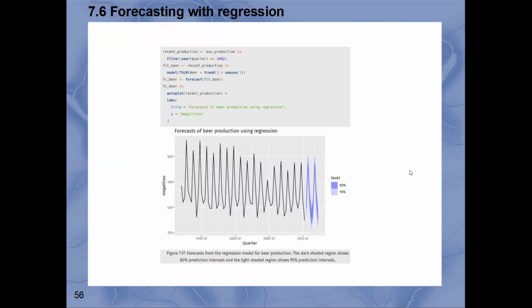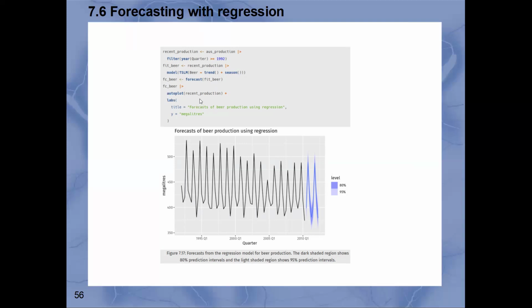So for example, let's go ahead and look at forecasting with regression. What we have are megaliters of beer versus quarter. We're going to look through the beer production, and we're going to use quarters that are greater than 1992. Then we'll fit the beer data, right? So we're going to model using TSLM. We're going to use the trend and the season. And we're going to forecast. So we're going to fit the beer, and then we're going to forecast what happens.